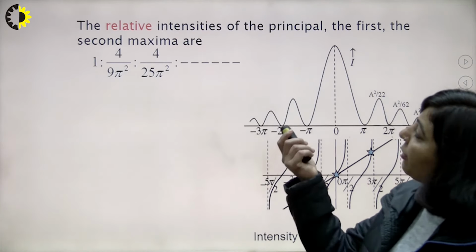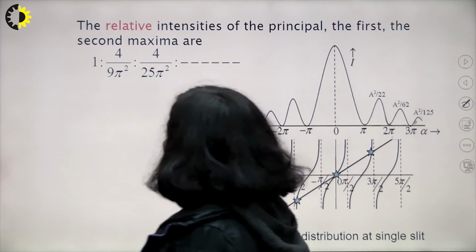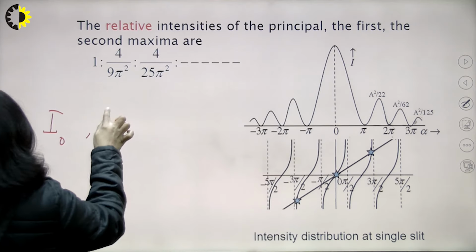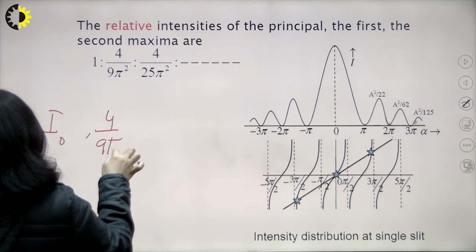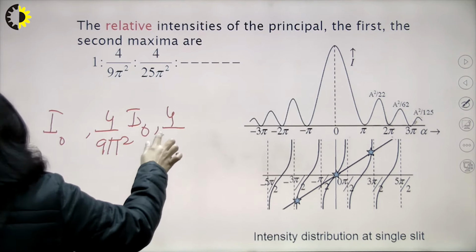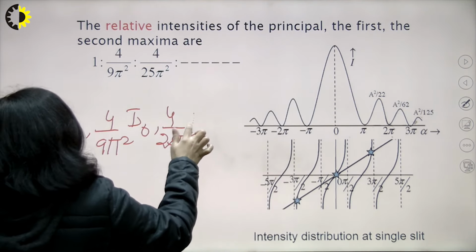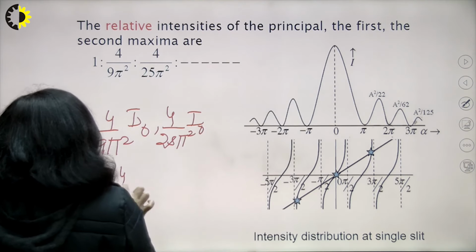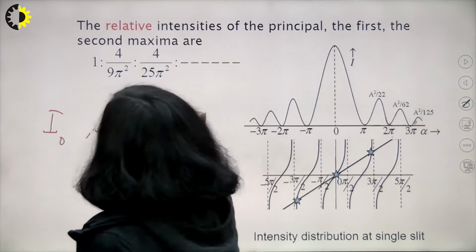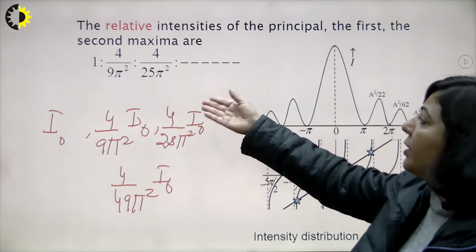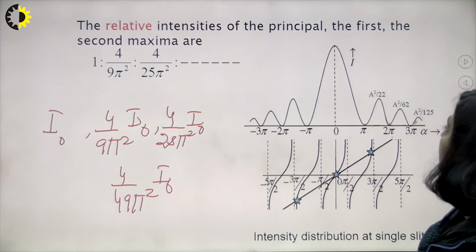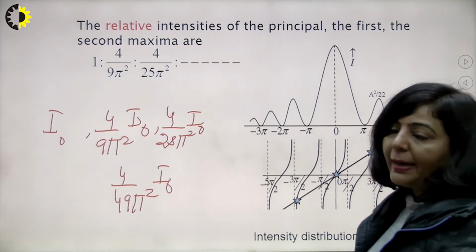So for the ratio of maxima, you have one principal maxima with intensity I naught. Then you have the first secondary maxima with intensity 4 upon 9 pi square I naught. Then the next secondary maxima with intensity 4 upon 25 pi square I naught. Then the next one with intensity 4 upon 49 pi square I naught. So the relative intensities of maxima are 1 is to 4 by 9 pi square is to 4 upon 25 pi square is to 4 upon 49 pi square and so on. That is the ratio of maxima.